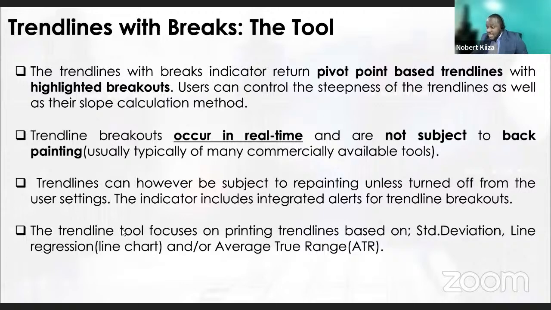The other thing we are saying is that the trend line tool focuses on printing trend lines based on standard deviation, linear regression, and or average true range. So there are three methods that the tool uses. It takes into account standard deviation, linear regression or average true range. This tool is really good simply because you can switch between different technical methods. Standard deviation is essentially where we have price dispersion.